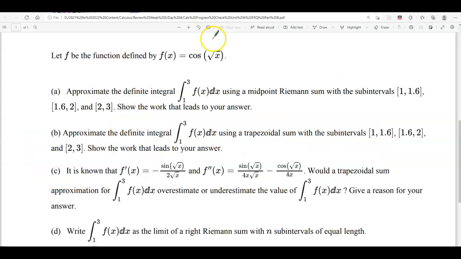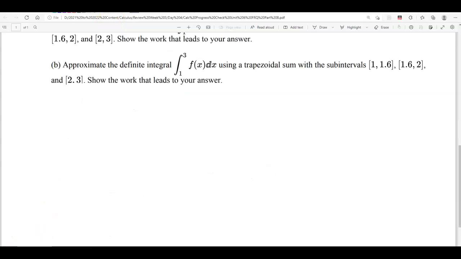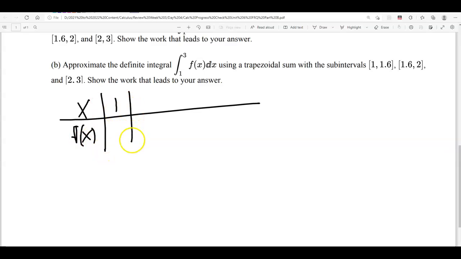All right. So let's go ahead and take a look at part B. All right. So for trapezoidal sum, we're using the same intervals here. So it's going to be 1, 1.6, and 2.